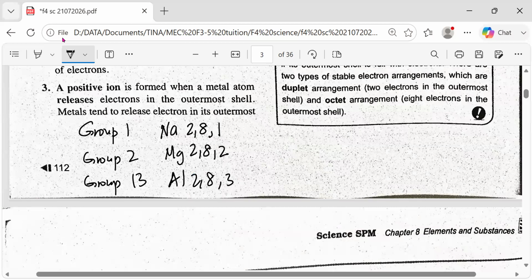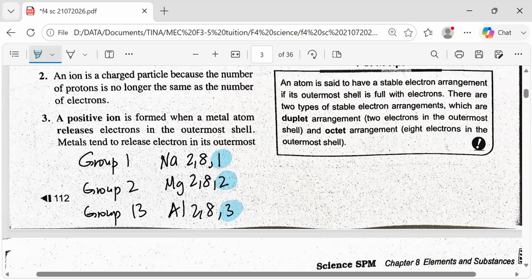Group 1 got how many electrons on the outside? 1. Group 2 got how many electrons on the outside? 2. Group 13 got how many? 3. Are they happy or not happy? Not happy. They like to be how much? 8. Very good. You're remembering now. All coming back. It likes to be 8. They don't like 1, 2, 3, 5, 6, 7, they want 8. They want to be 8 on the outer shell.